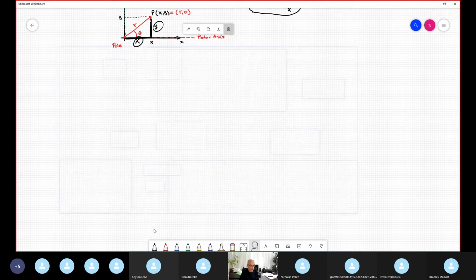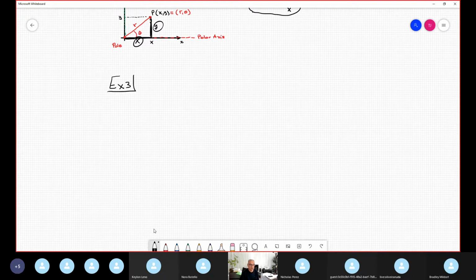Now let's do the conversion in the opposite direction. Example 3, opposite direction. Suppose we are given 2, negative 2. This is rectangular coordinates, this is x and this is y. I need to convert to polar.